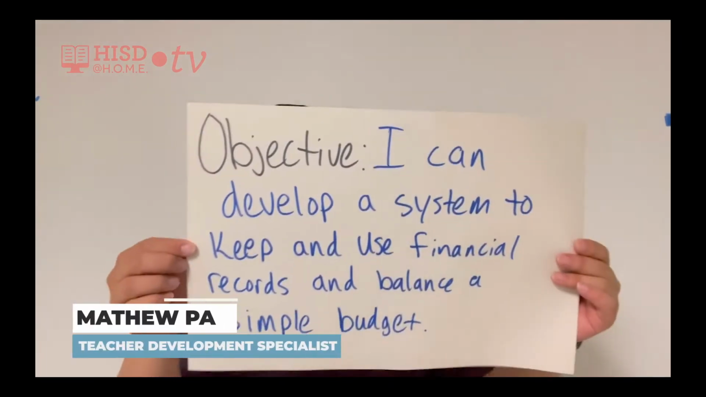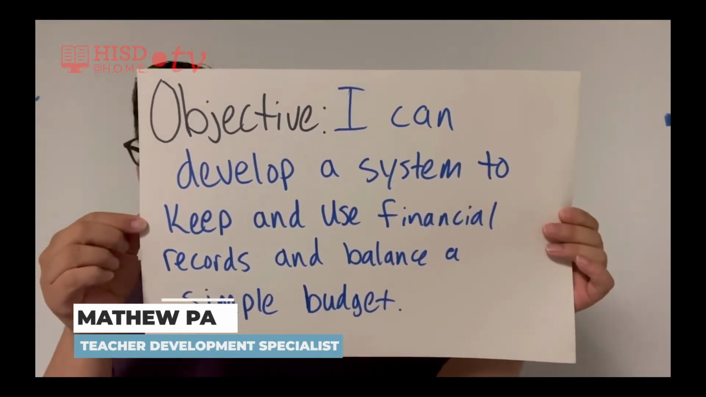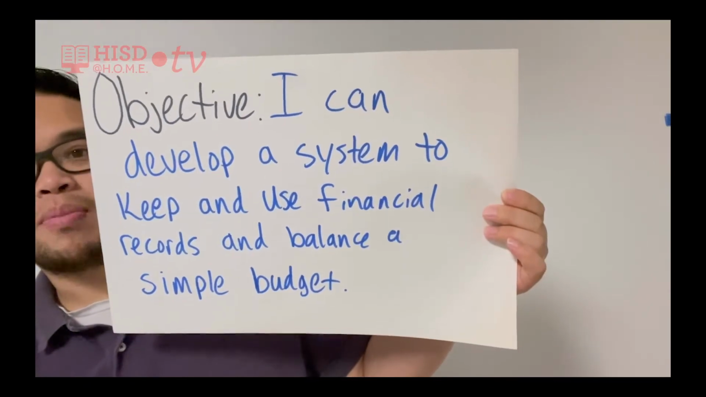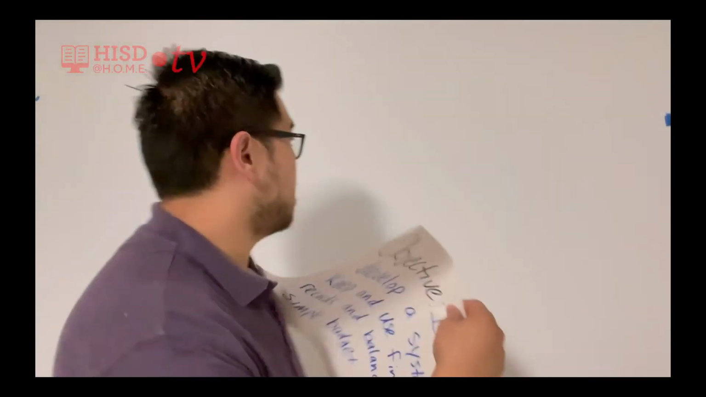Today's objective is: I can develop a system to keep and use financial records and balance a simple budget. This is our objective for today. I'll put it right here.